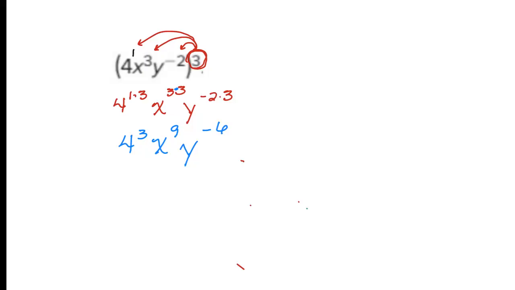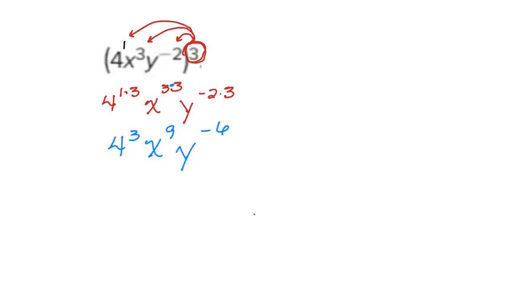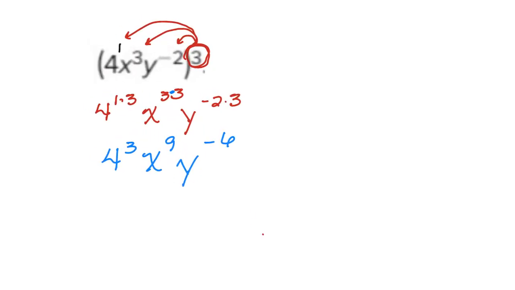Now, where did I get what? The negative 2 was written in the problem. It's kind of fuzzy. All right. So 4 to the third. You can figure that out on your calculator. Put 4 caret 3, and tell me what you get. 64. So 64, x to the 9th, but here we have a negative exponent.